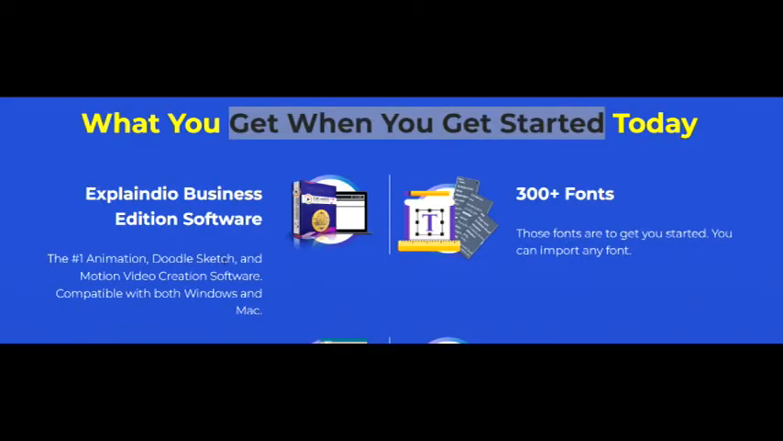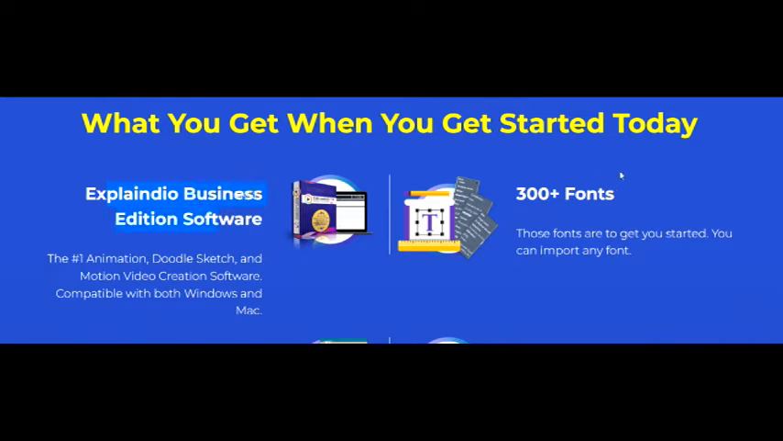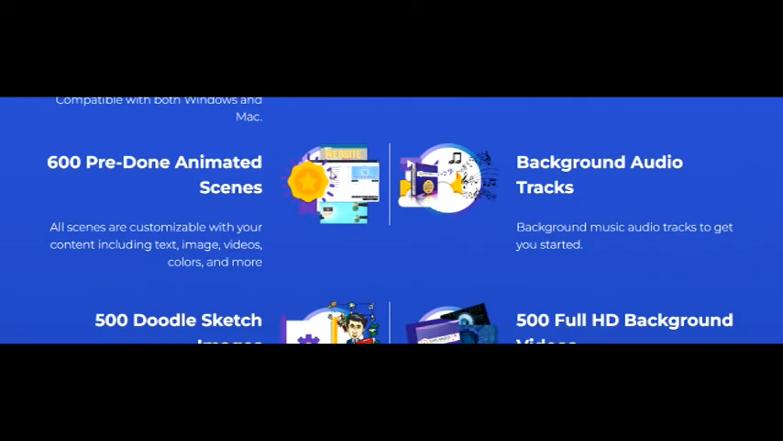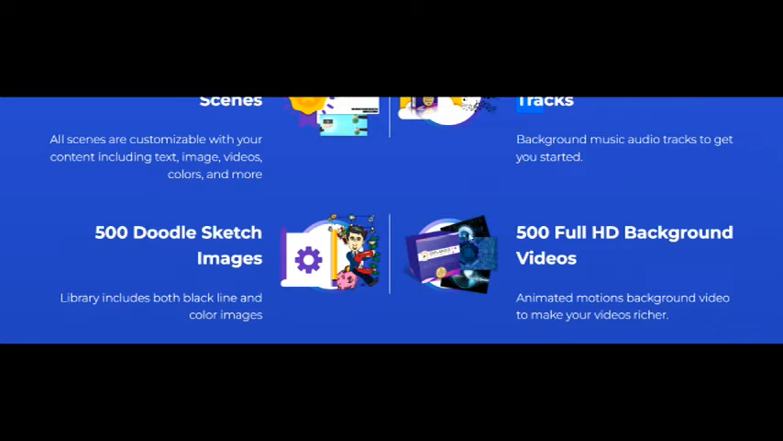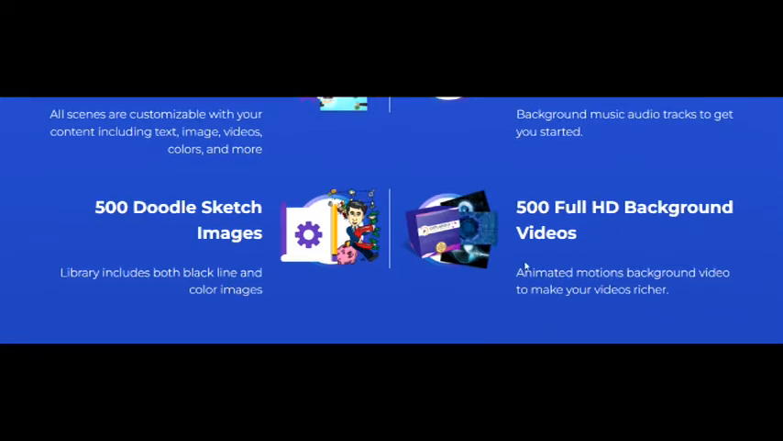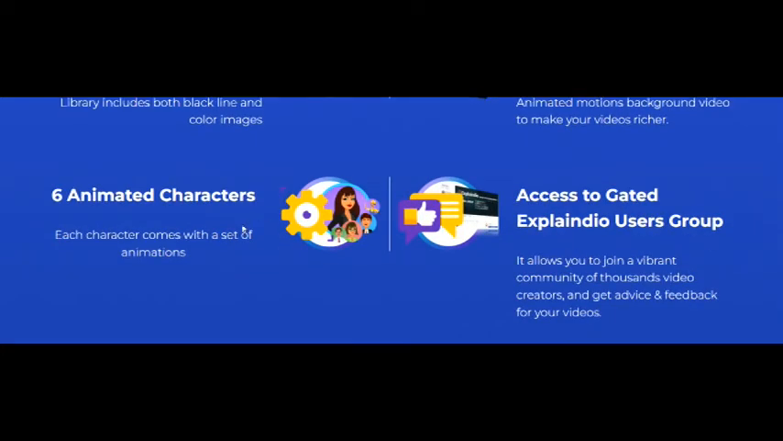As you know, the product is going to launch on March 27th. When you buy on March 27th, you get access to these features only if you buy the business edition. Explaindio business edition software, 300 plus fonts, 600 pre-done animated scenes, background audio tracks, 50 total sketch images, 50 full HD background videos, 6 animated characters, access to gated Explaindio users group.